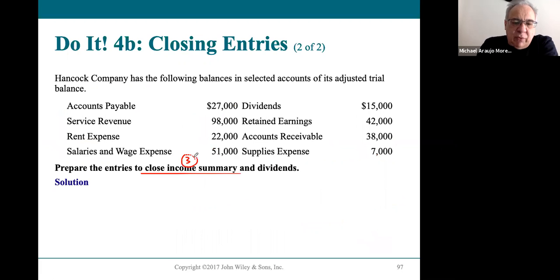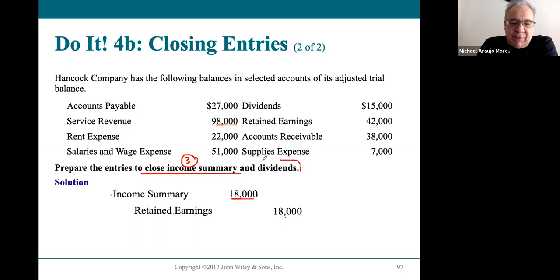So let's move that profit out of income summary into retained earnings where it belongs. So we close income summary with a debit. Remember that 18,000 is the difference between your total expenses and your revenue. And we move that to retained earnings on the credit side. Retained earnings is a stockholders' equity account, and it increases on the credit side.